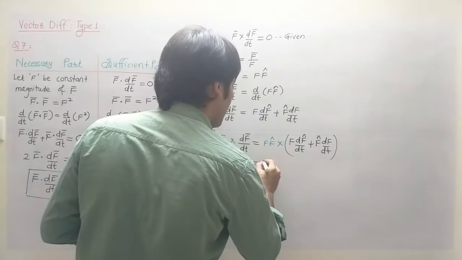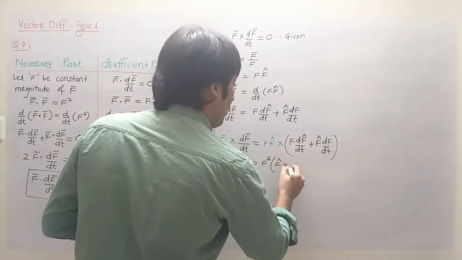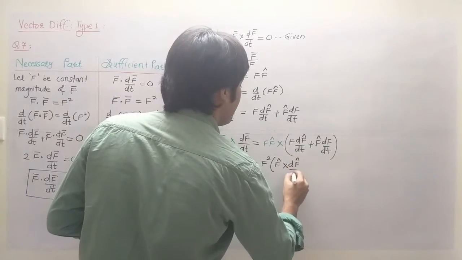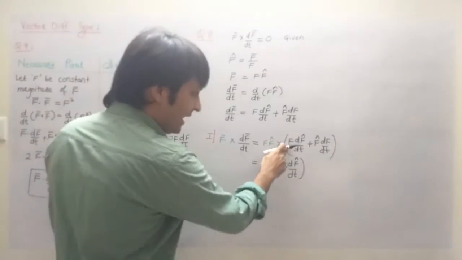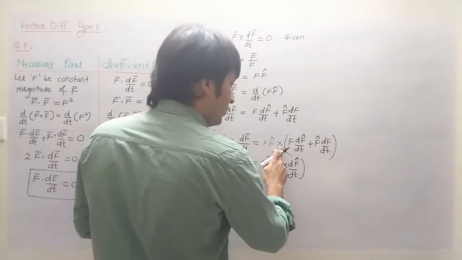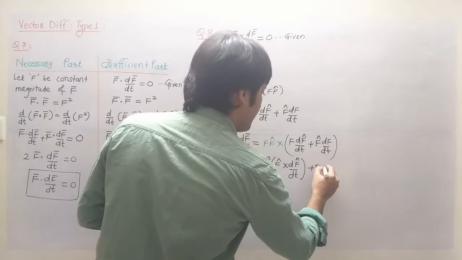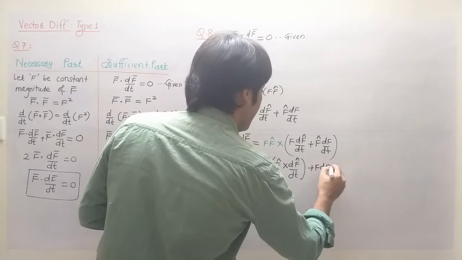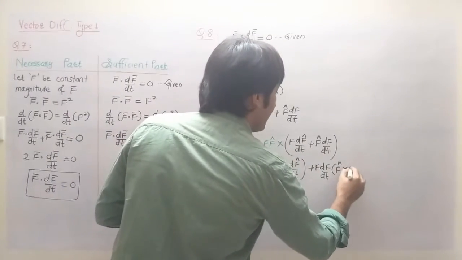So f into f is what? F square into bracket f cap cross df cap by dt. Correct or not? F cap cross df cap by dt. F into f is f square, scalar. Now cross with this. What is f into this? F into df by dt, correct, into bracket f cap cross f cap, correct.